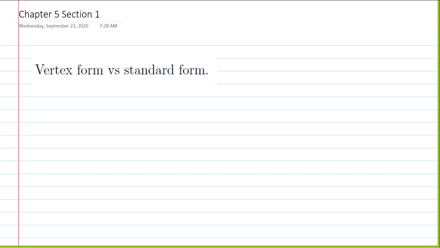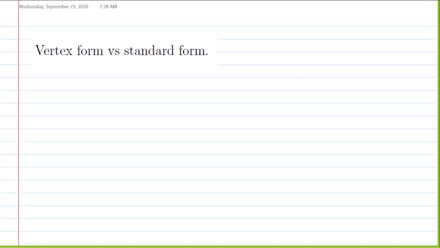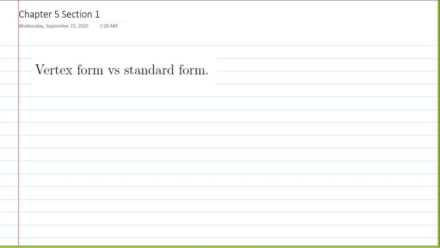Now, in this section, we want to talk about quadratics in particular, which is a type of polynomial. And we want to talk about vertex form versus standard form. So for a quadratic function, the vertex form is f of x is equal to a times (x minus h) squared plus k.